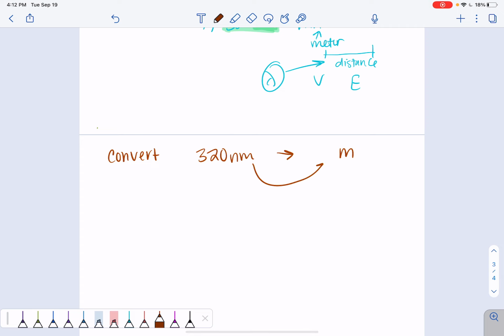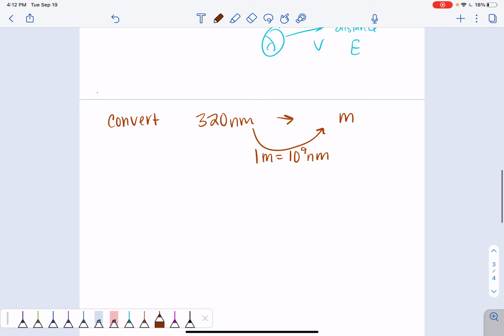The conversion of nanometers to meters is that 1 meter is equal to 10 to the 9th nanometers. Remember that anything that is equal, you can just write as a fraction. Just make sure that you keep the numbers with the right units. Like you don't want to write 10 to the 9th meters equals 1 nanometers because that's not true.